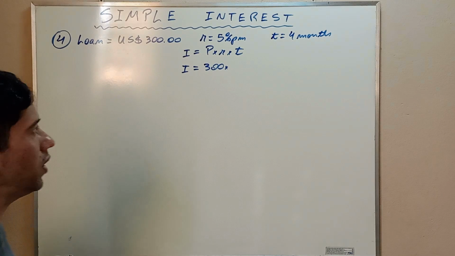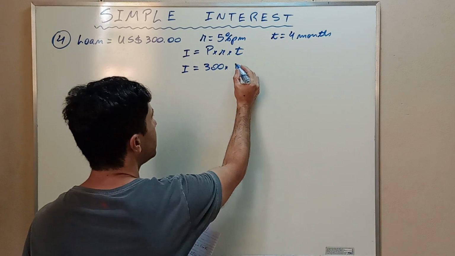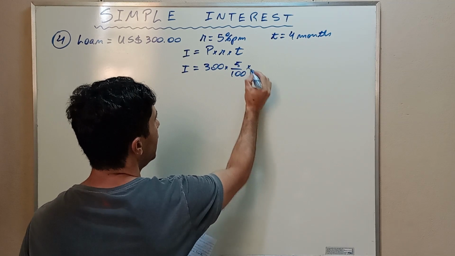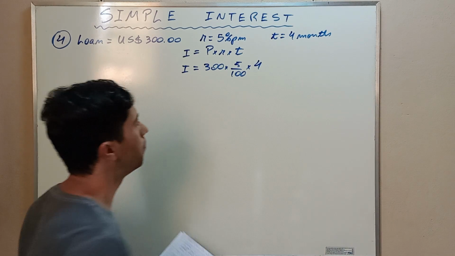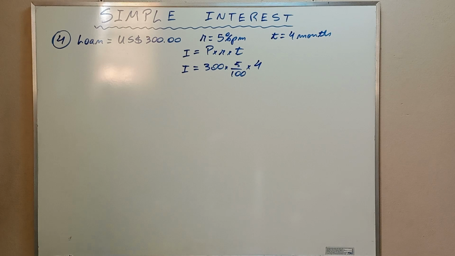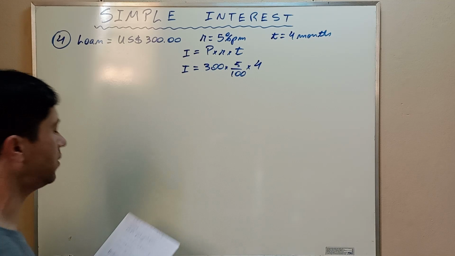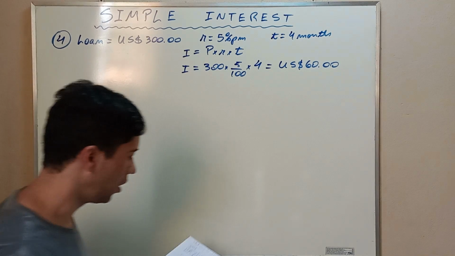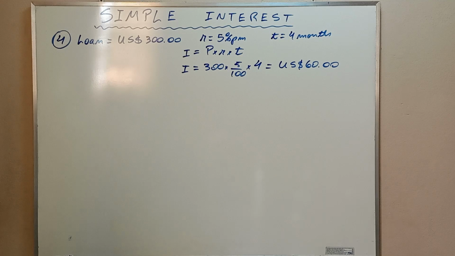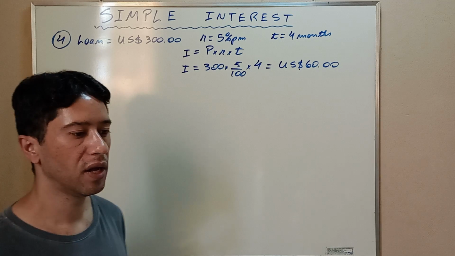We don't use it in this way, we use it in decimal, which means that it is 5 divided by 100 times the time, and the time is 4 months, okay? And it is simple mathematics. If we calculate, we find $60. All right? Simple, isn't it? Therefore, the interest paid by Oliver in this transaction was $60. Okay, my friends, this was exercise number 4. Let's go to the next.